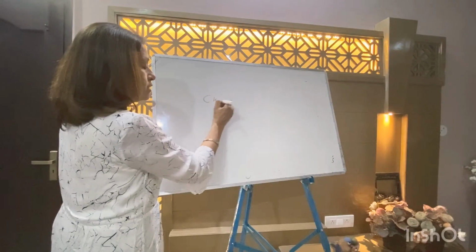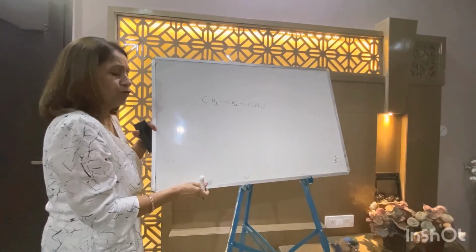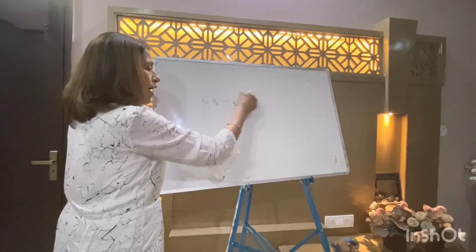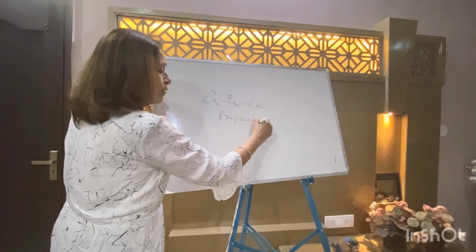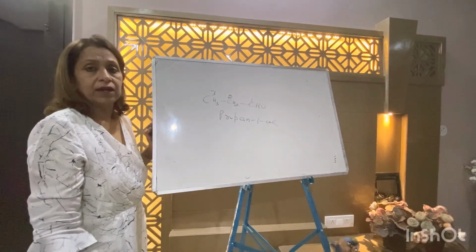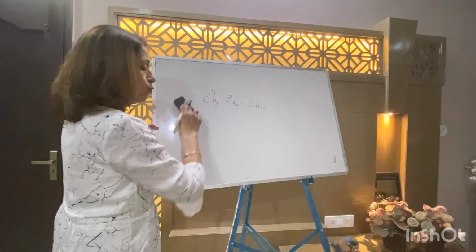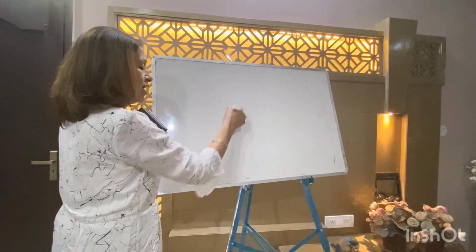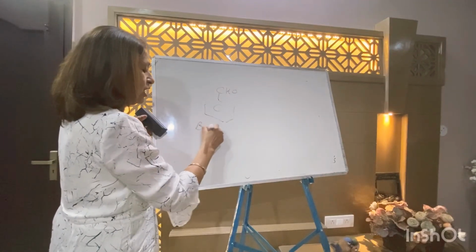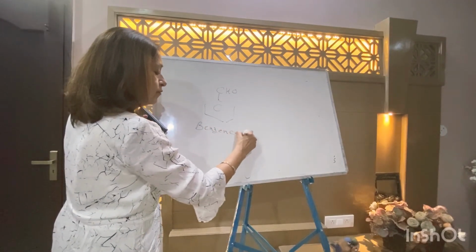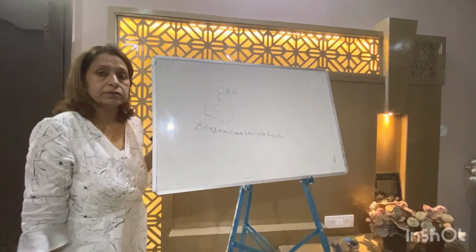Next write down CH3, CH2, CHO, aldehyde. Very simple, you have already done it in class 11th. 1, 2, 3. 3 carbon, it's a propanal. Propane 1-al or propanal. But if the aldehyde is attached to an aromatic, it's not al, it's a benzene carbaldehyde. Benzene carbaldehyde.